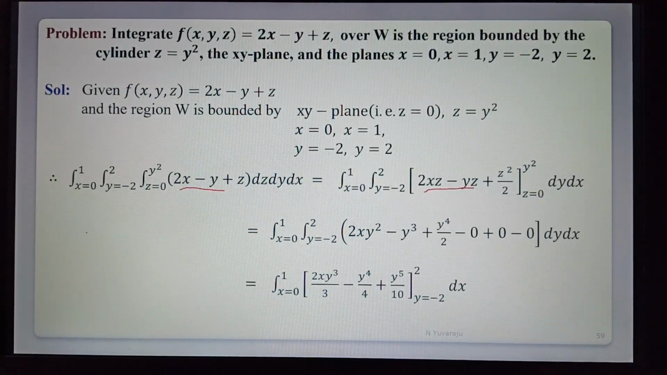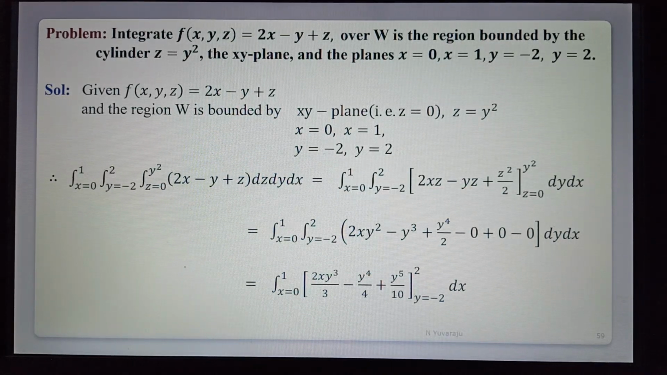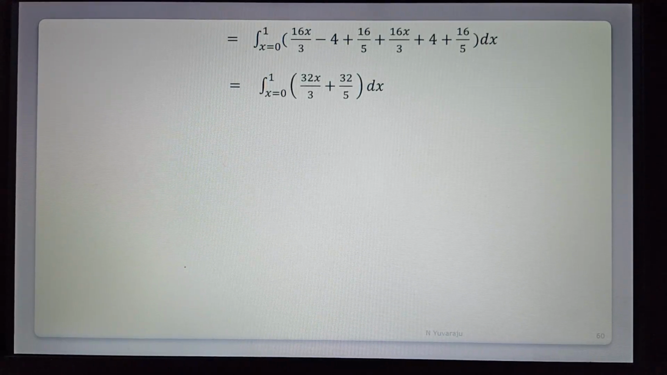So substituting the upper and lower limits of y, that is equal to, after simplification, integration from 0 to 1 of 16x/3 minus 4 plus 16/5 plus 16x/3 plus 4 plus 16/5, into dx. Now simplify that and integrate with respect to x.